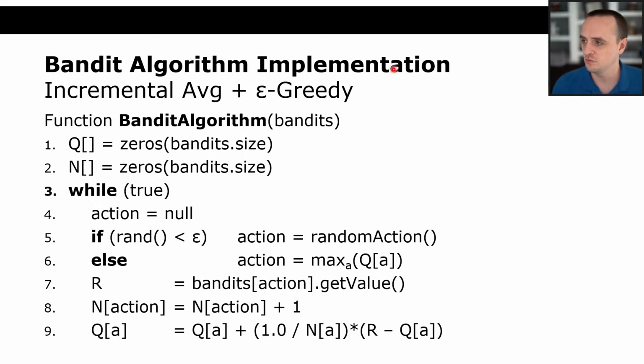Then I just use my formula. So my new value for Q of A, so A here is action, right? So A is action, is the old value of Q of A plus, and this is the incremental average formula, 1.0 divided by the number of times that we've chosen that action, times R minus Q of A. That's it. It's just what we said. It's a pretty easy algorithm to implement.